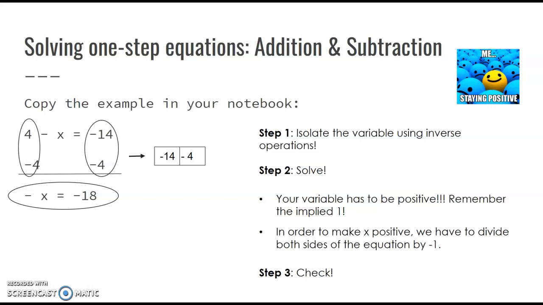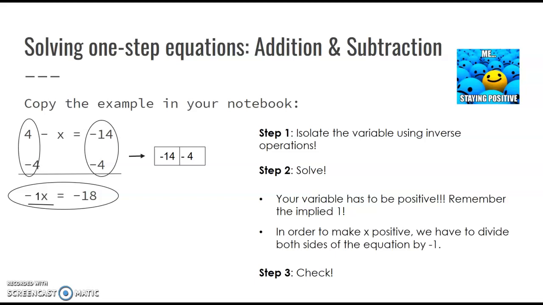Now, if you'll refer to the little sentence to the right, you'll see that your variable has to be positive. It's weird when your variable is negative. That's not right, okay? So when we look at our equation, in order to make my variable positive, I need to divide by negative 1. Now that 1 is an implied 1, and there it is, and it's also negative, so we're going to take negative 1 away from x, okay?